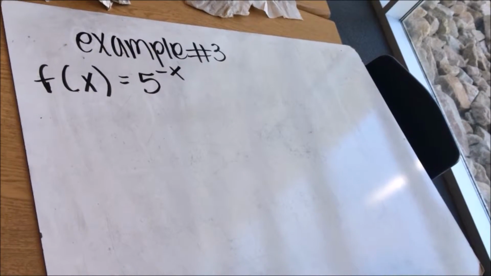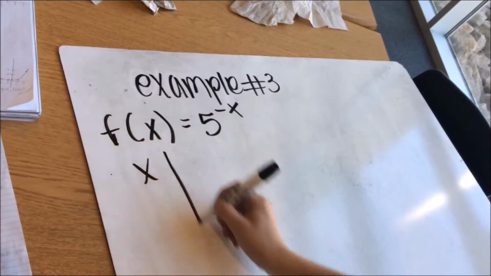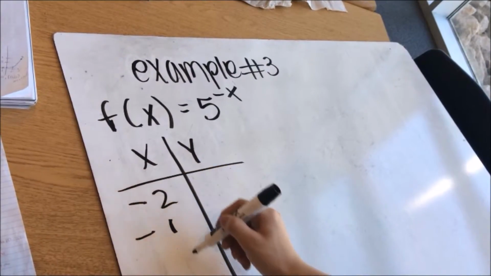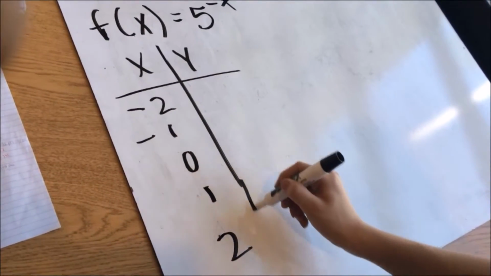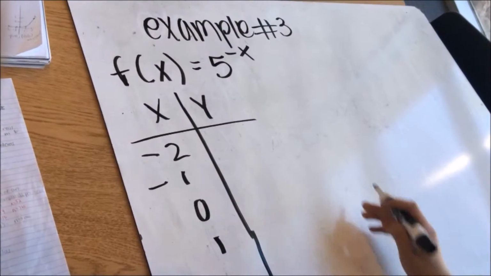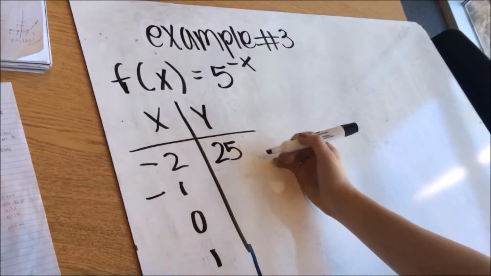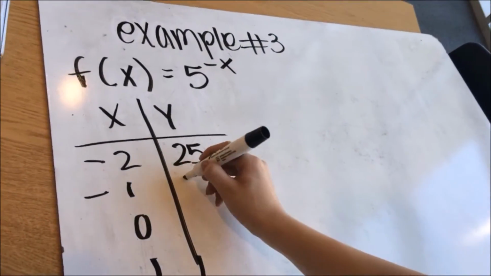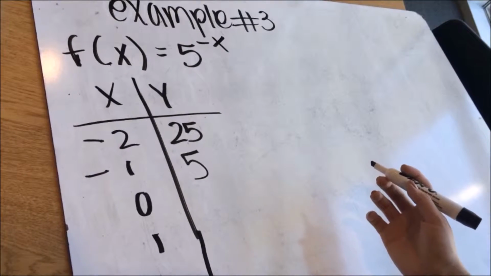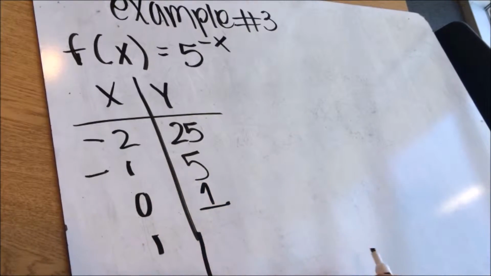For example number 3, we have f of x equals 5 to the negative x. So for this one, you have to make an xy table as well. And we're going to use the same numbers as last time, which are negative 2, negative 1, 0, 1, and 2. For this one, when you raise 5 to the negative 2 power, since this is already negative, the negatives cancel out, so your answer would just be 25. And also for negative 1. And as we learned from the zero power property, any number raised to the zero power is always 1.